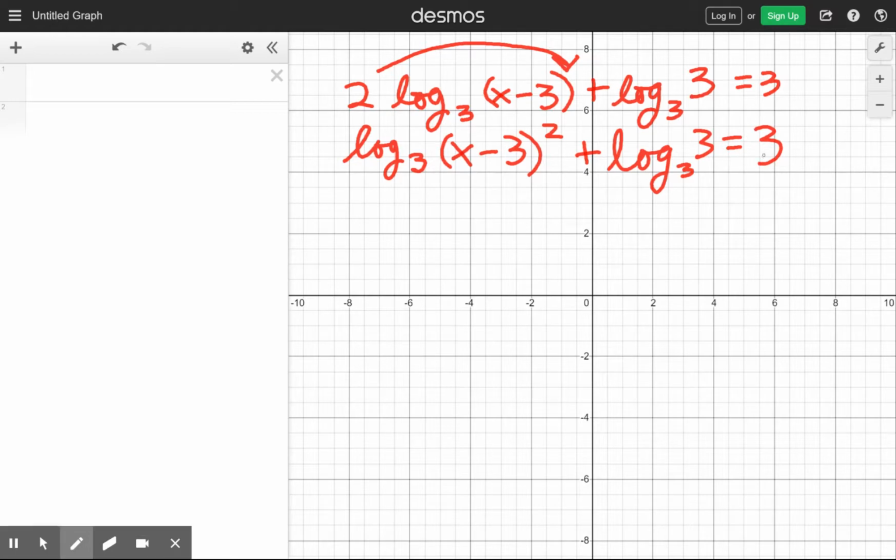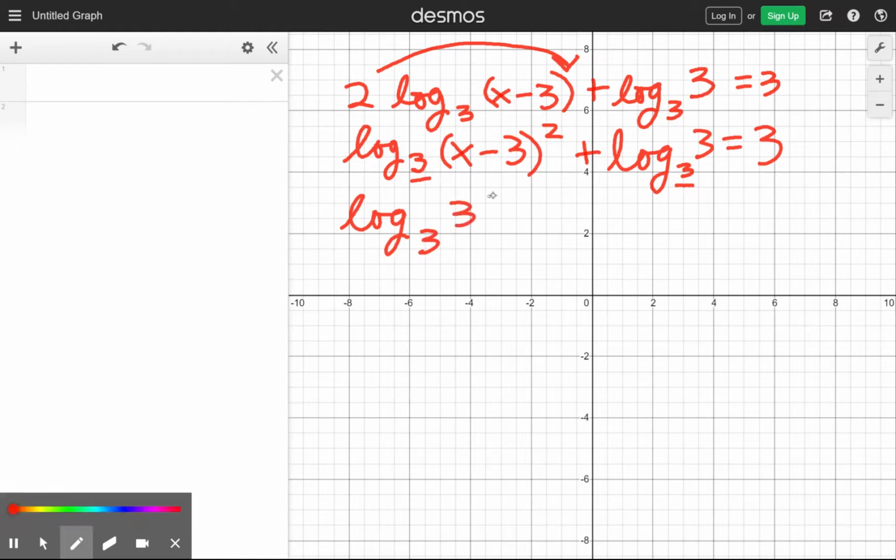Okay, next I notice that I have 2 logs with the same base here, and there's a plus in between those logs. So I can use my log properties to collapse that into the log base 3 of 3 times x minus 3 quantity squared. And this is still equal to 3.